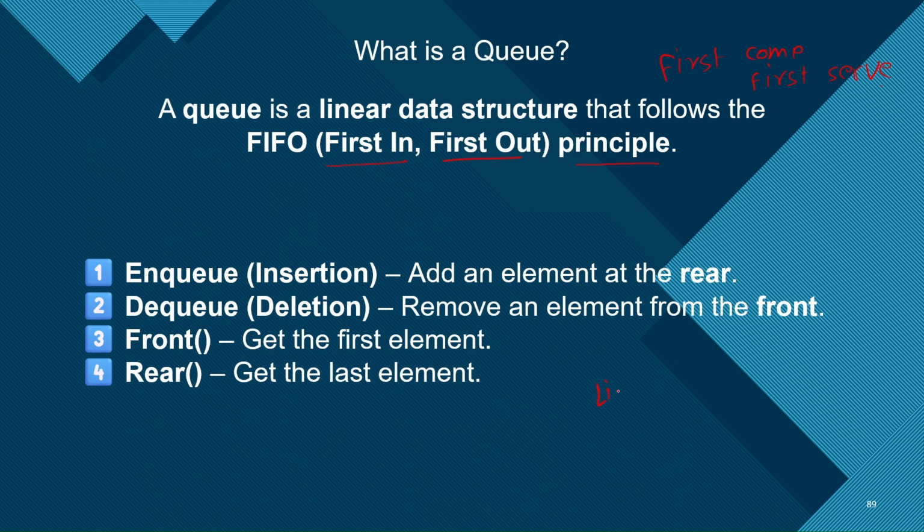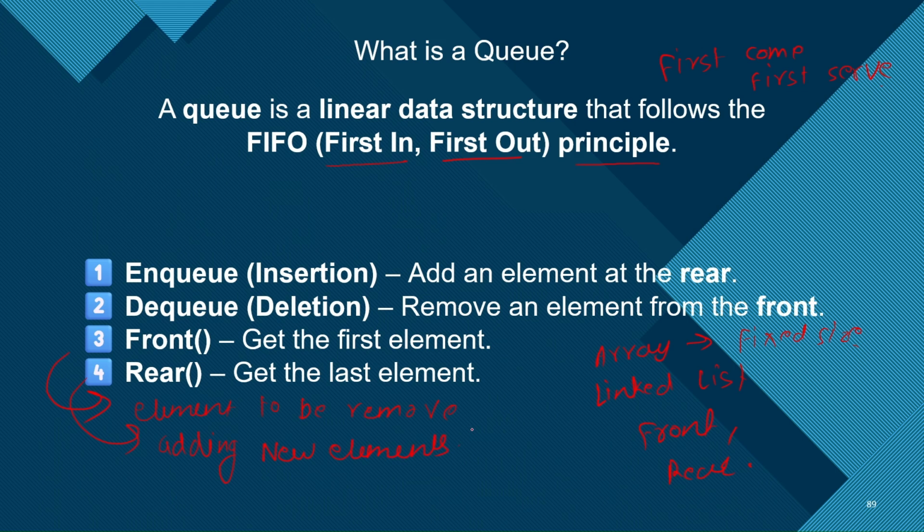So for a linked list it's front and rear, and for an array it's fixed size. Front means nothing but the element to be removed, and rear means the position where a new element is added, so basically adding new elements.